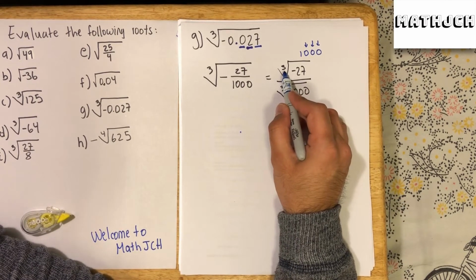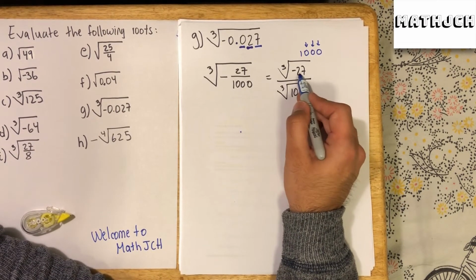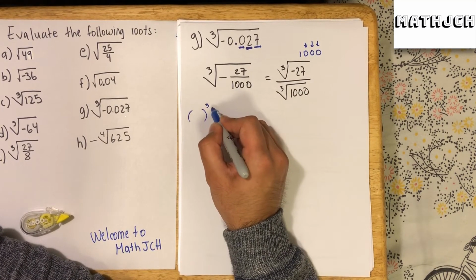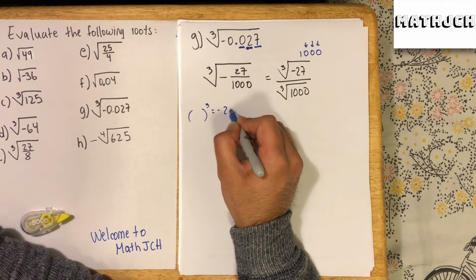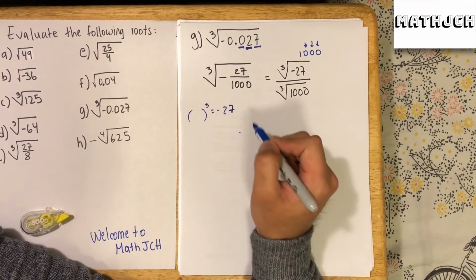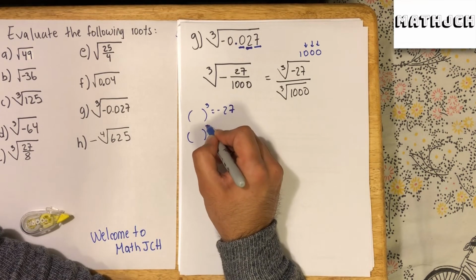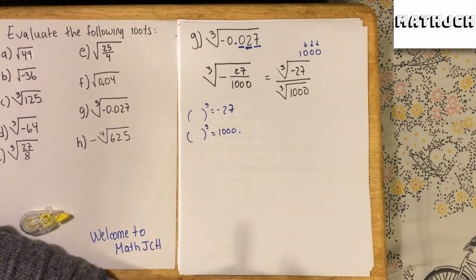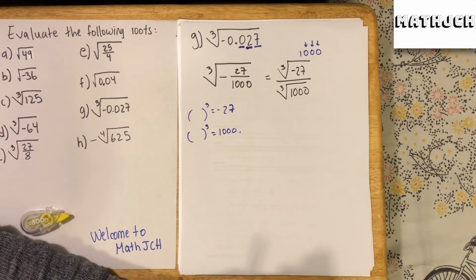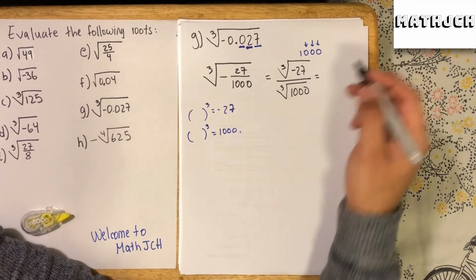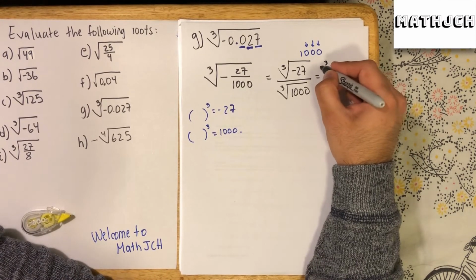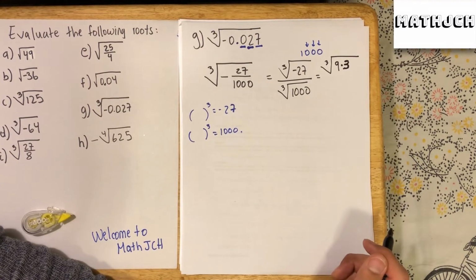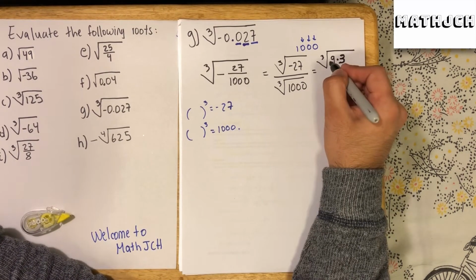Our index in this case is 3 for each number. That means that we're looking for some number to the power 3 that gives me negative 27. And also some number to the power 3 that gives me 1000. Now, negative 27, we could rewrite it as 9 times 3. But notice that I need a negative, so I could put it here on the front.